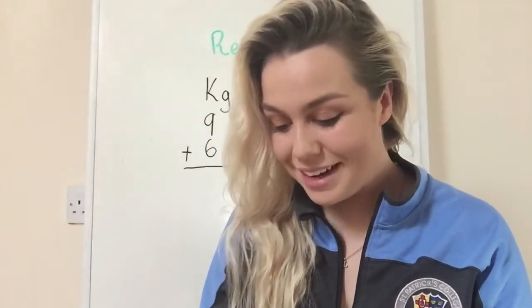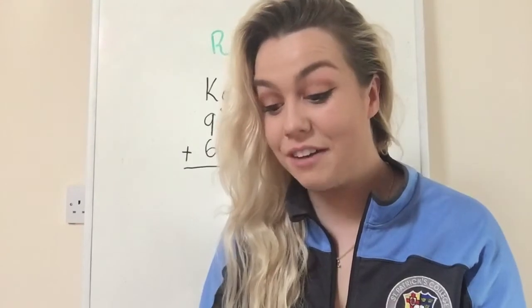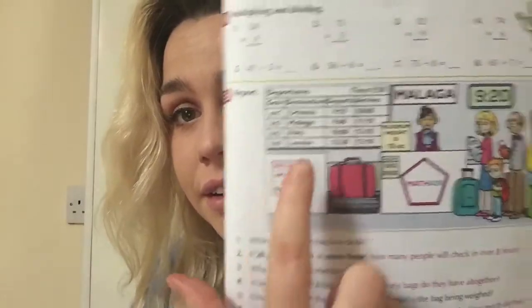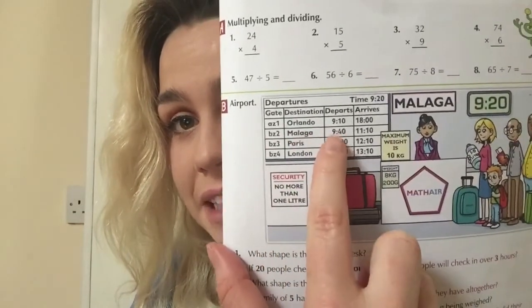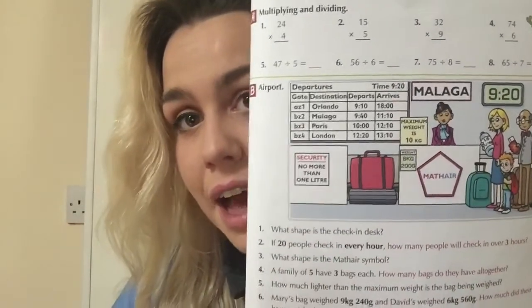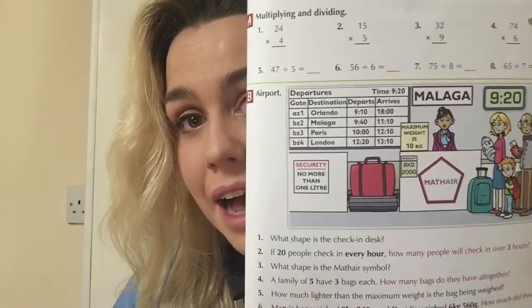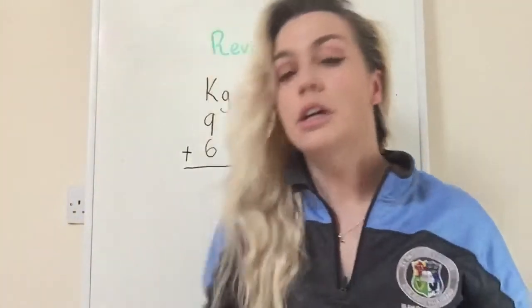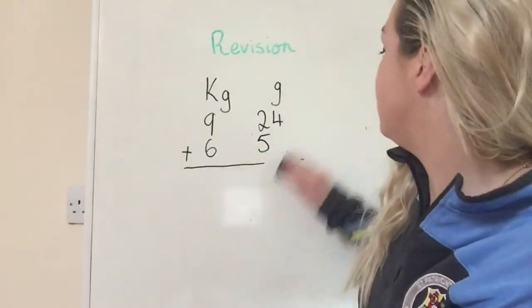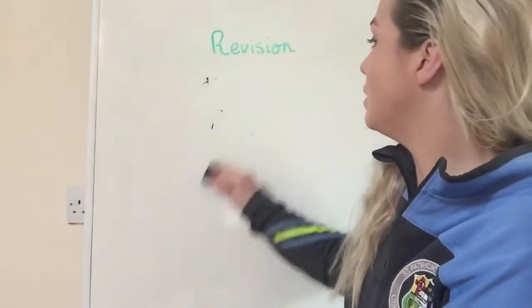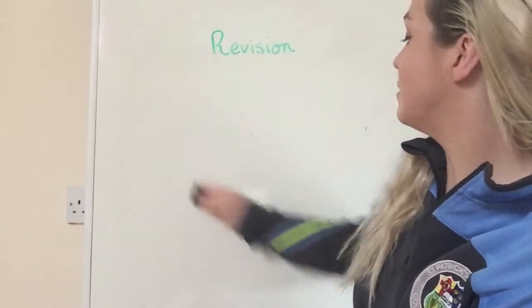Okay, next one. How long is the flight to Malaga? All right, so you need to look here. All right, at the flight to Malaga, it departs at 9:40 and arrives at 11:10. So I'm going to do this on the board just to kind of make this a bit easier for you. First of all, something we need to know. How many minutes are in an hour?